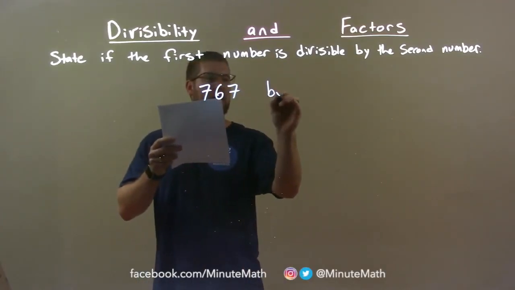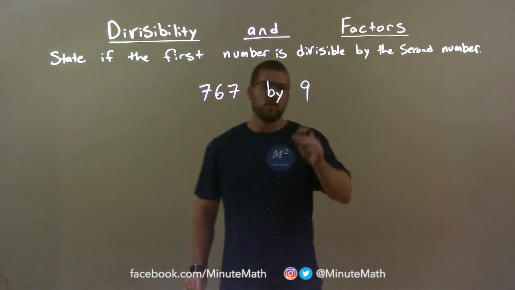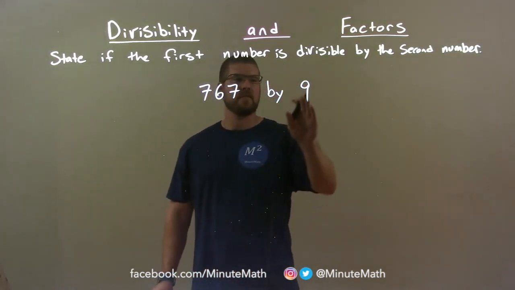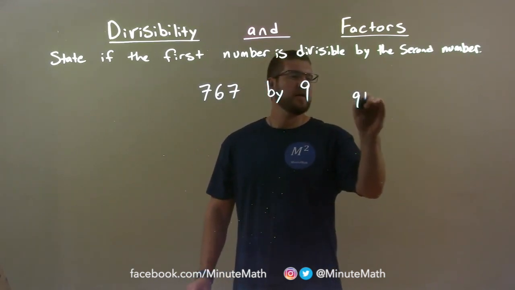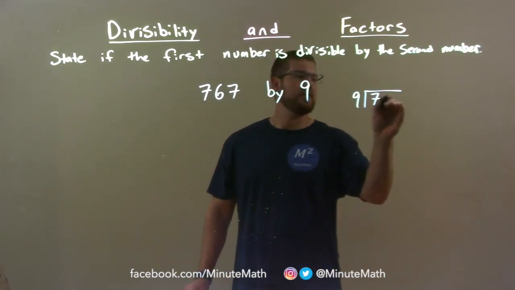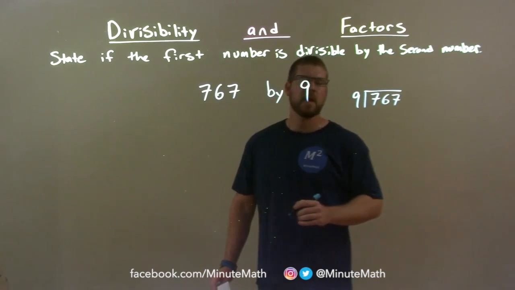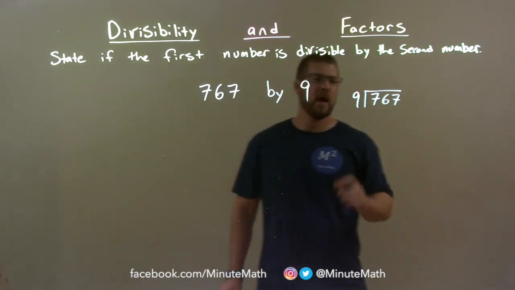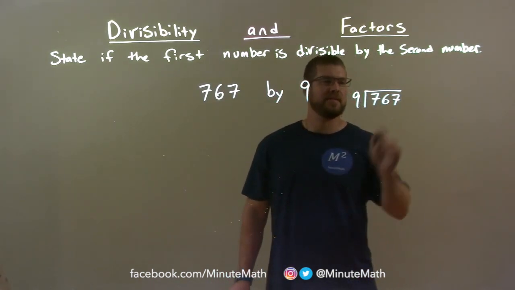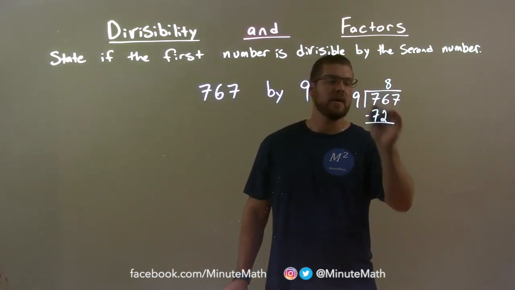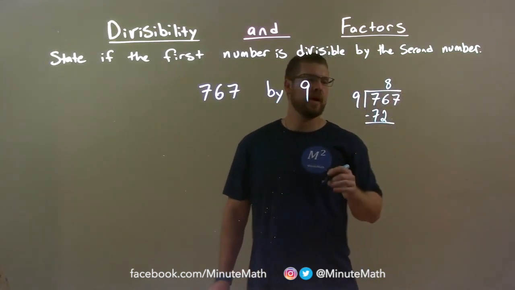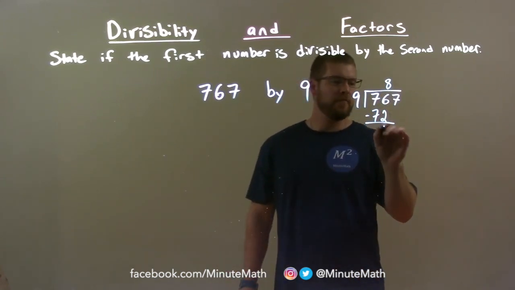Is 767 divisible by 9? Well, the way I want to check this is to see, does 9 go into 767 evenly? So 9, long division, into 767. Well, 9 doesn't go into 7, but 9 can go somewhere near 76. That's going to be 8 times, because 8 times 9 is 72. Subtract the two numbers. 76 minus 72 is 4.